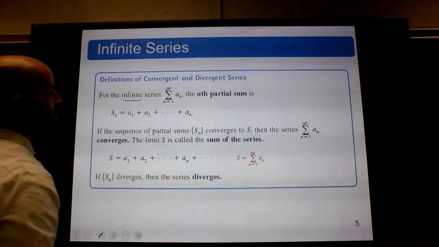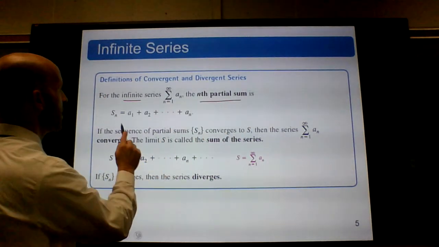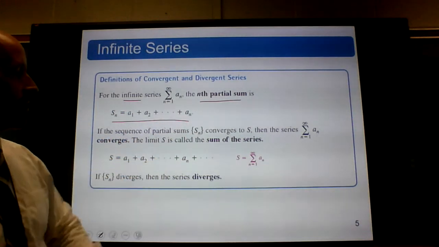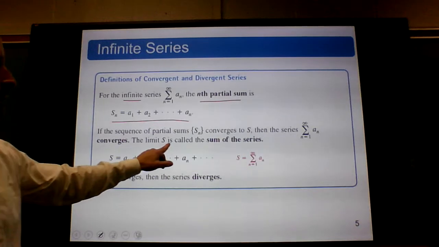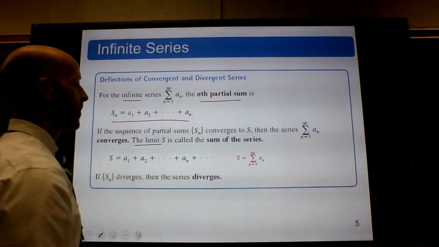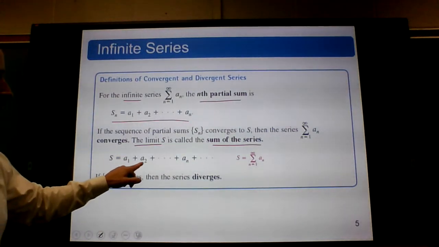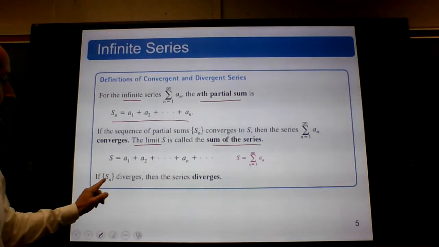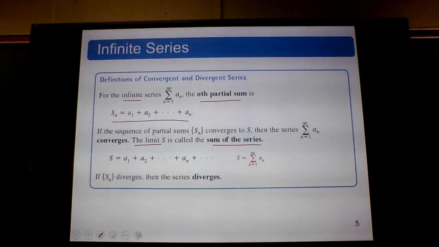For the infinite series, the summation of a sub n, the nth partial sum is given by the following definition. If this sequence of partial sums converges to S, then the series summation of a sub n converges. The limit S is called the sum of the series. So S is equal to a sub 1 plus a sub 2, and so on, all the way to a sub n, and so on, forever. If S sub n diverges, then we say this series diverges.